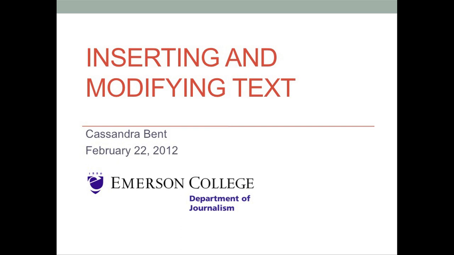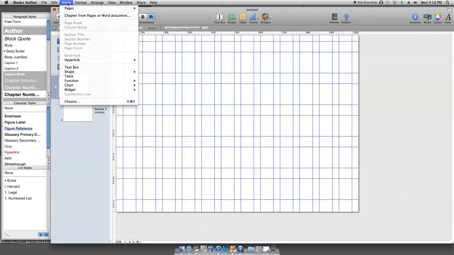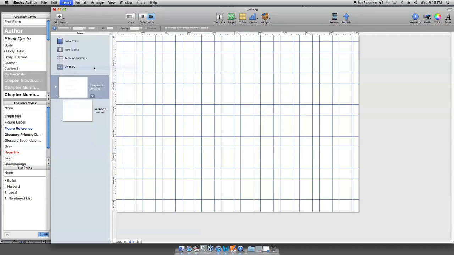This tutorial will teach you how to insert and modify text on iBooks Author. First, you must insert a text box. To do so, you may go to Insert at the top of your screen and select Text Box. Another way to insert a text box is to go to your main toolbar and select the Text Box option. Now, a text box will appear on your page.